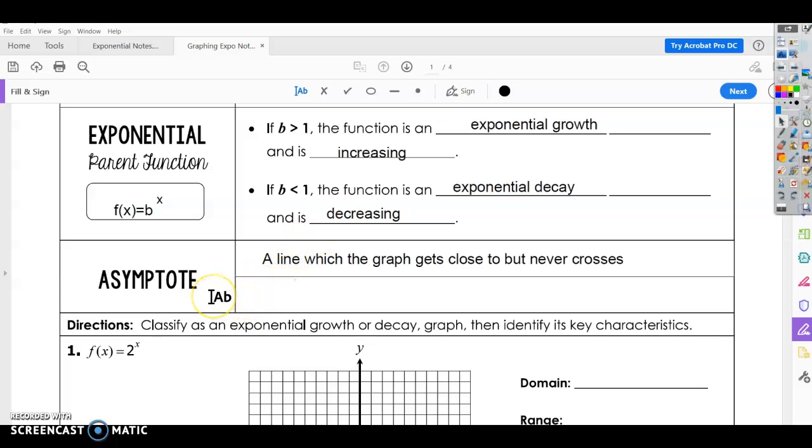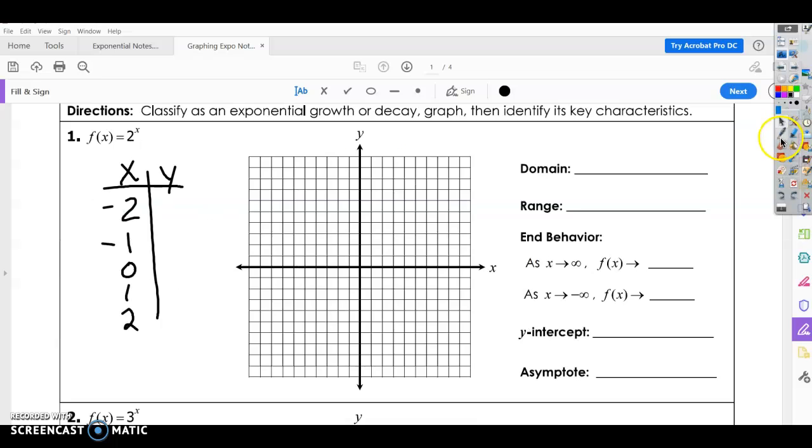An asymptote, this is a new word for you to know the definition of, is a line which the graph gets close to but never crosses. So your graph will approach this line, but it will not cross it. Take a minute, make sure you have these notes, and then move on. At any point in time, if you need to pause the video, go ahead and do so.